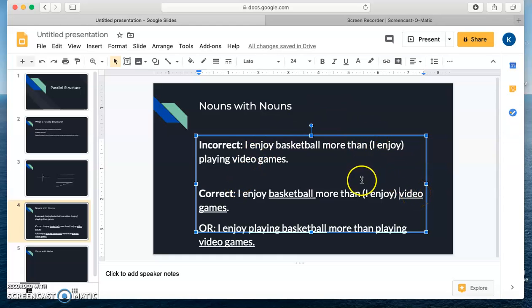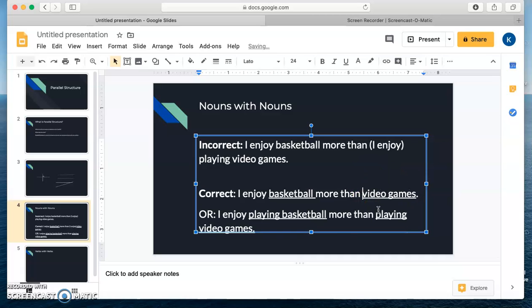See, we have the 1 to the 1, 2 to the 2, 3 to the 3. Now, again, these are understood, the "I enjoy" right here. When we're writing, if we're just matching up our nouns, this is almost like the stem of the sentence. And so we just need to worry about the noun right here, basketball, and the noun right here, video games.